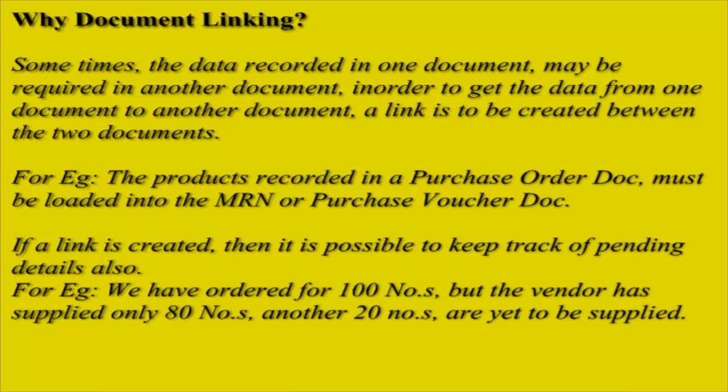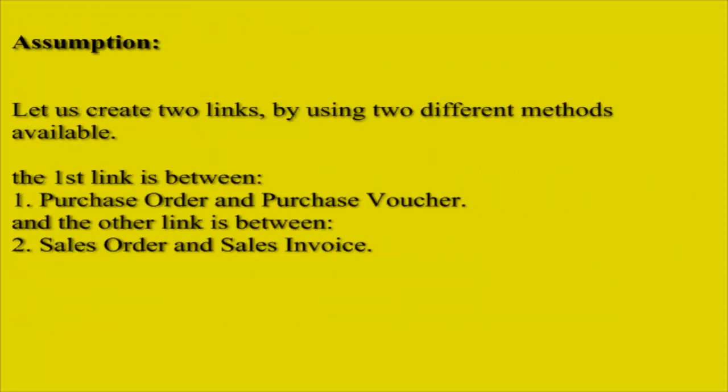For example, we have ordered for 100 numbers, but the vendor has supplied only 80 numbers. Another 20 numbers are yet to be supplied. Even these details can be maintained. Let us create two links by using two different methods available. The first link is between purchase order and purchase voucher, and the other link is between sales order and sales invoice.